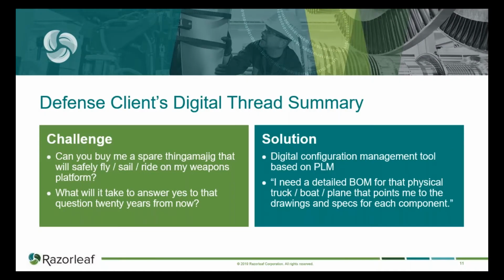But specifically, let's dig into what their challenge was. How would they describe it? They would point it out with a very specific need: can you buy me a spare whatever? So pick a module on this product that will safely fly or sail or ride on my weapons platform. Can you buy me a spare? Can you do it today? And do you have what you need to do it 20 years from now? Because that's just as important. I mentioned that long life cycle cost, and sometimes those parts get more and more expensive as time moves on. So that was their challenge.